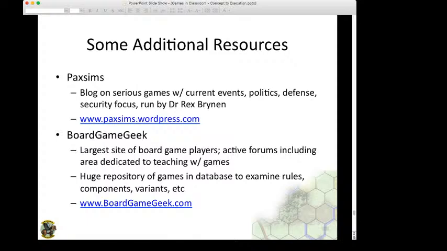So some additional resources, PAXsims, right? Rex Brynen's blog out there has sort of become the default touchstone around which the professional wargaming community coalesces. BoardGameGeek has a huge repository of information around gaming, and they've got an entire subsection in their forum on games in the classroom. Again, I'm bringing both these up not because you guys don't know who they are, but because a lot of the audiences that I really intend this presentation for are folks that don't know that BoardGameGeek even exists.